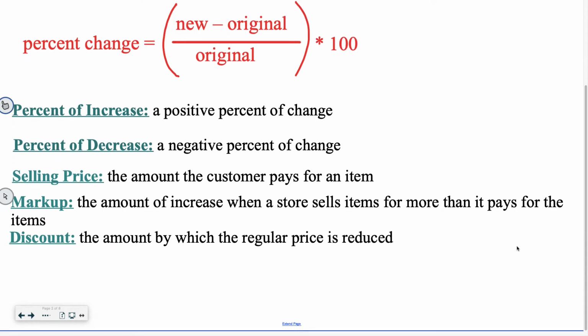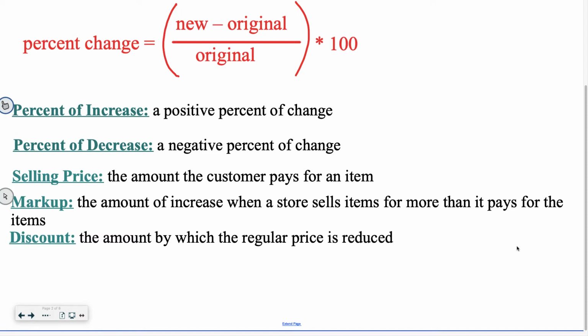Then we have selling price. That's how much you pay. When you walk into a store and you see the price on the shelf, that is how much you pay. That is the selling price. Markup is the amount of increase the store sells it at. So the price you're paying at the store is not the same price that the store paid for that item. That's how the store makes its money, okay?